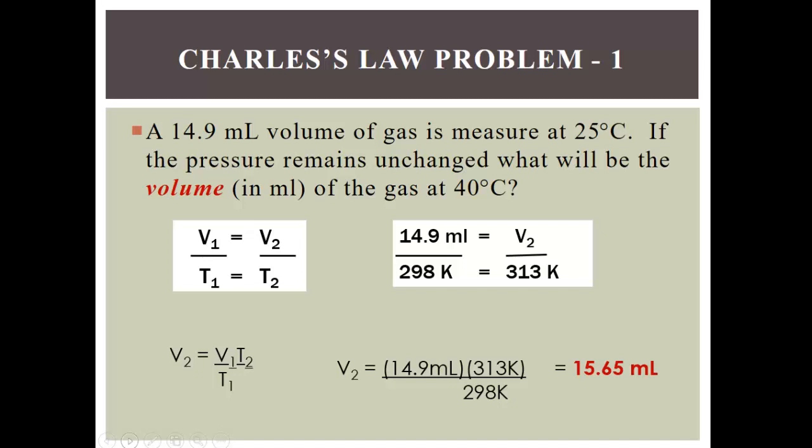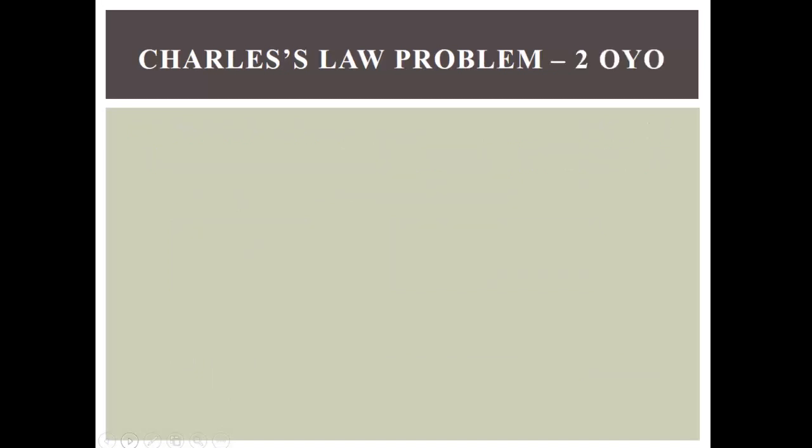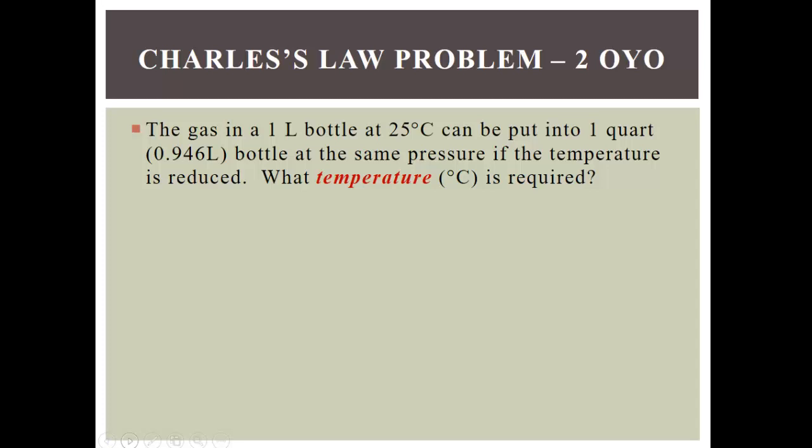Okay, let's try one on your own here. If the gas in a 1 liter bottle at 25 degrees Celsius can be put into 1 quart, which is a 0.946 liter bottle, at the same pressure if the temperature is reduced, what is the temperature required? If we're going to reduce this temperature, what do we need to do? So go ahead and pause it, plug your numbers in, and then come back and hit play once you get it done. Alright, hopefully you're not cheating. If you are, pause it and redo the problem.